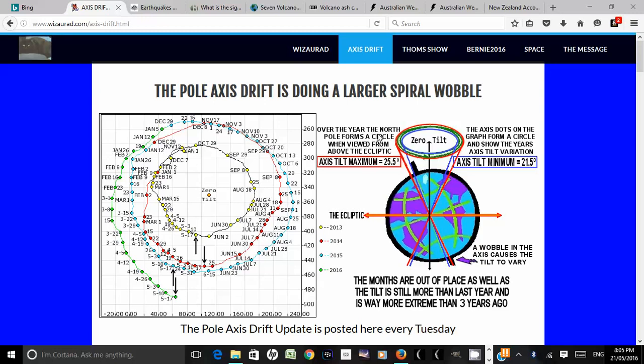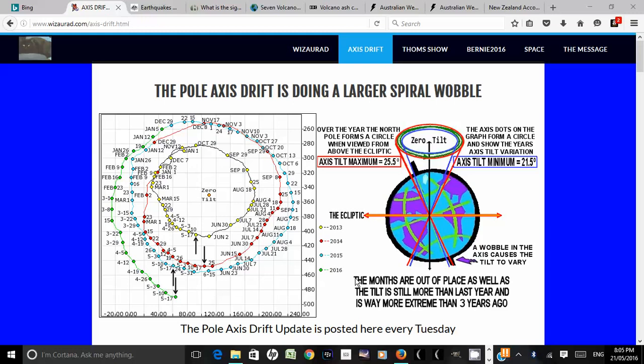Over the year, the North Pole forms a circle when viewed from above the ecliptic. So the North Pole is 25.5 degrees out, and the axis tilt is 21.5 out as well. So I don't understand how he's got that. Axis tilt, maximum, minimum. Okay, well, that's a bloody huge change. That's exactly what Strop and I were talking about the other night, and proves that we are actually tilting.